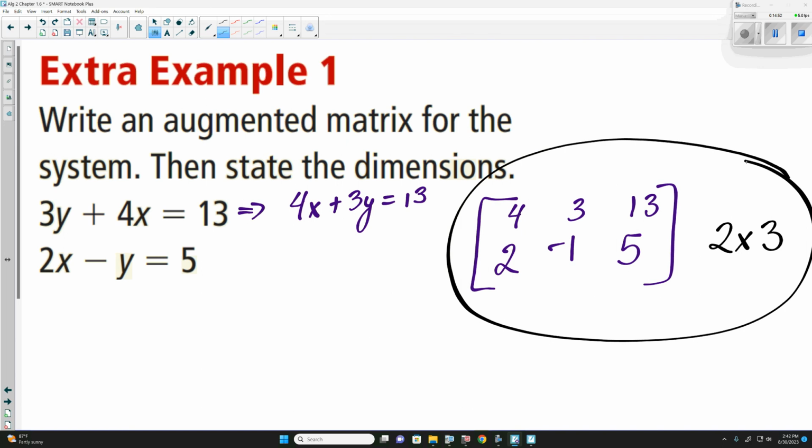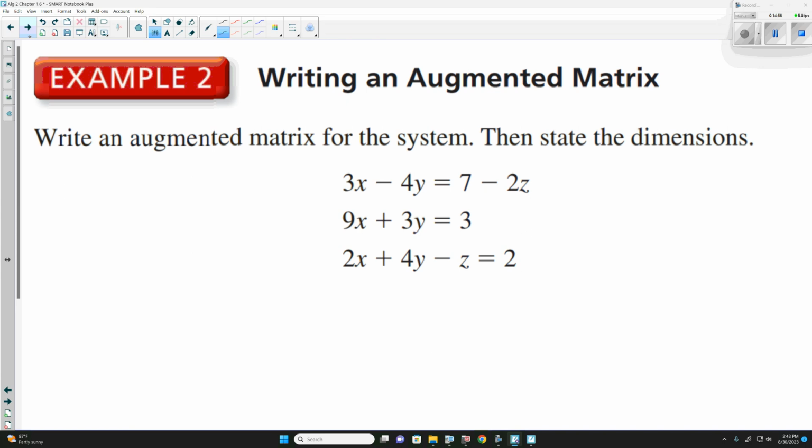A little bit longer. Because if we look at this here, are all three equations written in the correct form? Because the top equation, we have 3x minus 4y equals 7 minus 2z, yes? We said alphabetical order, and all the variables have to be in it.